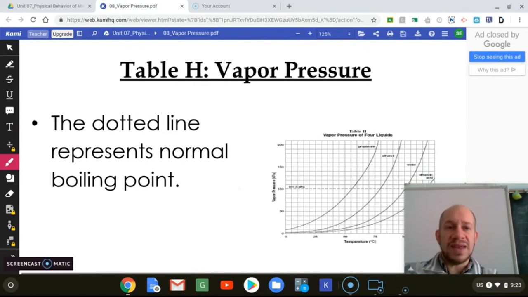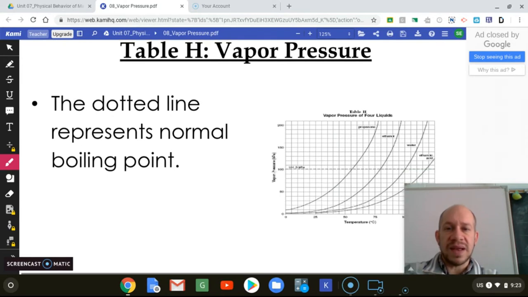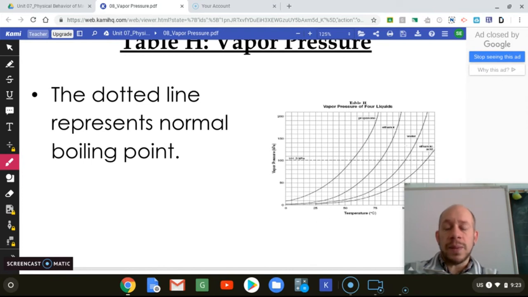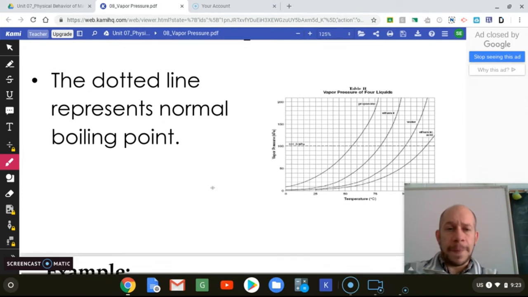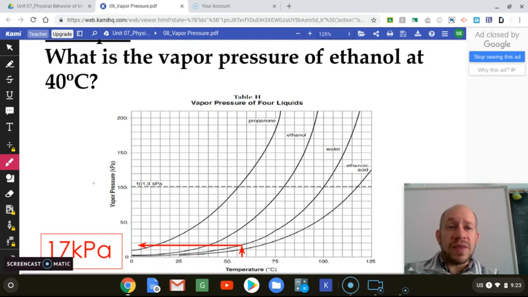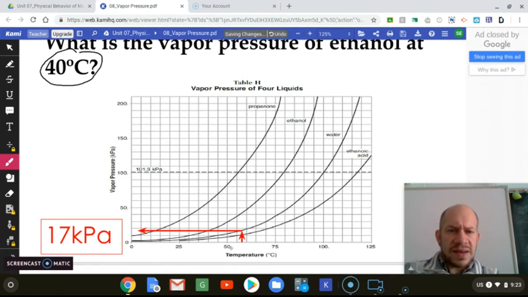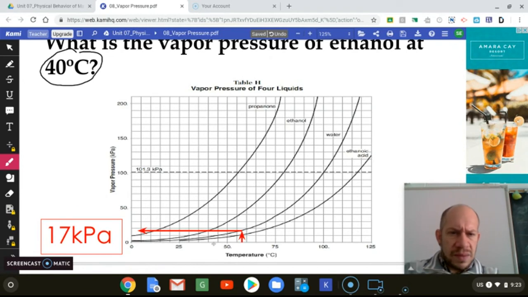So Table H is the key that you need to be able to use. This dotted line right here represents the normal boiling point. At 101.3 kilopascals, these four liquids have normal boiling points that you'll notice are different. The way to read this table: what is the vapor pressure of ethanol at 40 degrees Celsius? I'm going to take the temperature they gave me and go over to 40 degrees Celsius. It should be right here: 25, 30, 35, 40. Then I'm going to go up to ethanol, which is this line.